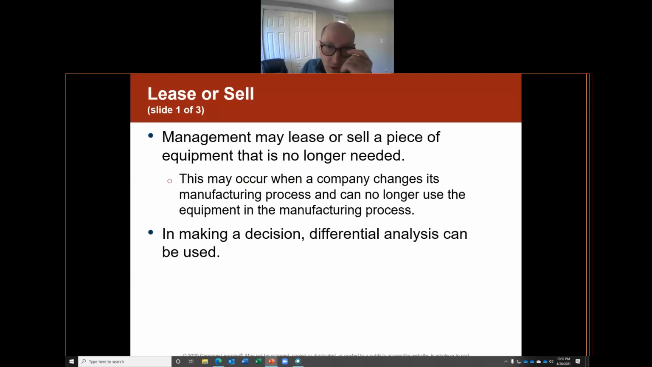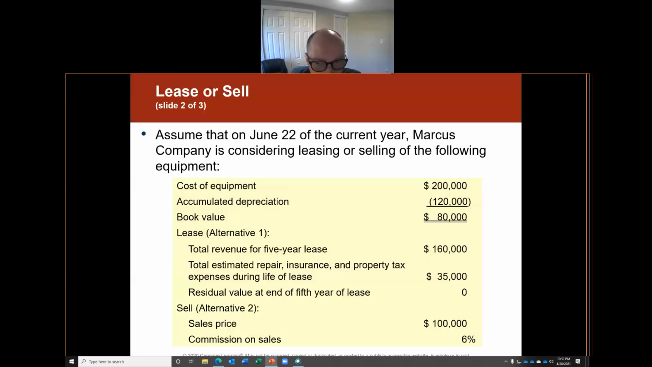Leasing or selling, always an interesting decision. We can lease or sell equipment. So here's some data. Option one is to lease it. Option two is to sell it. We have a cost of equipment, $200,000. Book depreciation, $120,000. Book value, $80,000. Cost of equipment minus accumulated depreciation equals book value.